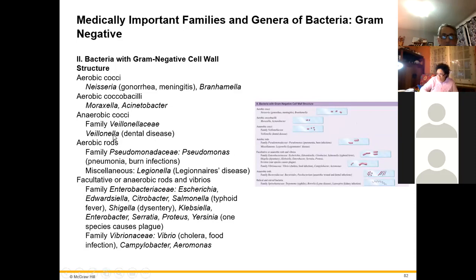If you do have trouble with the pronunciation, sorry, my dog seems to want to come in. Go to YouTube, or you can Google pronounce, type in the word, and it'll usually give you a YouTube video of somebody pronouncing it. Pseudomonas is an aerobic rod. They are a real problem in pneumonia and burn infections. Legionnaires' disease is another one.